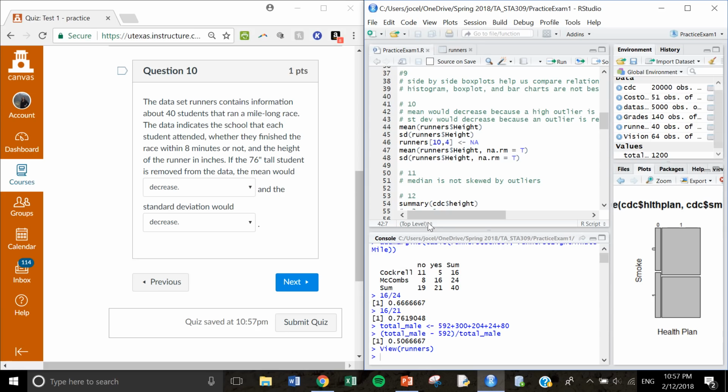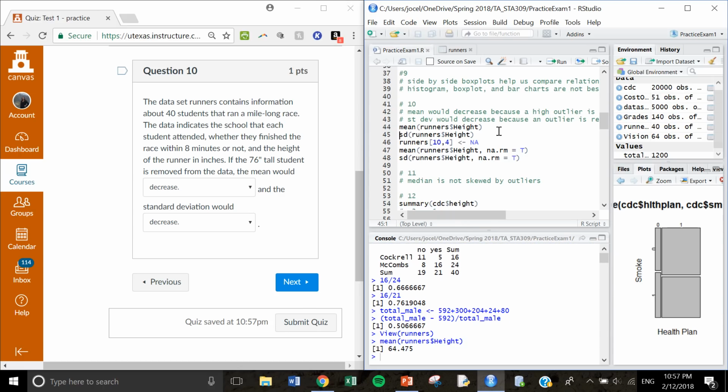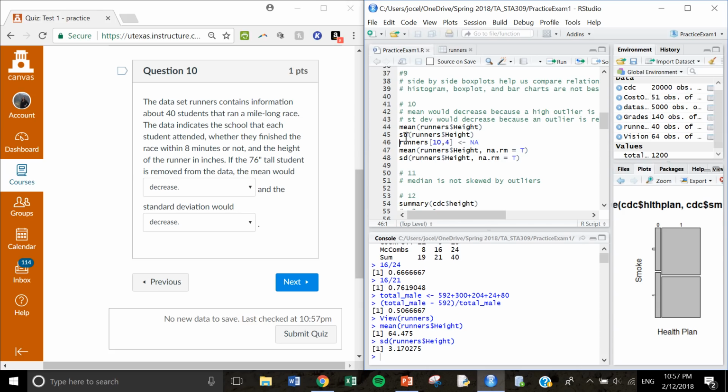So if you don't understand how removing that top outlier affects the spread or the mean, we're going to do it by math in R to see the differences. First I'm just going to do a mean of runners$height, the data, $, the column name. I get 64.475. Then I'm going to do standard deviation, which is SD. I get 3.17.